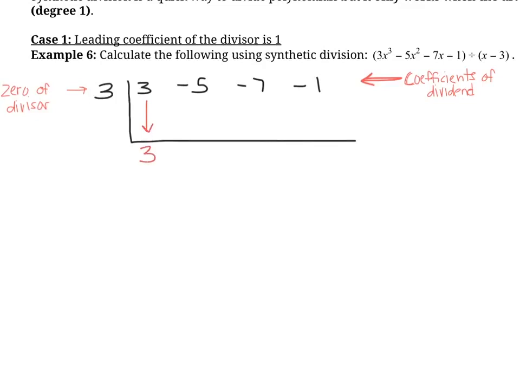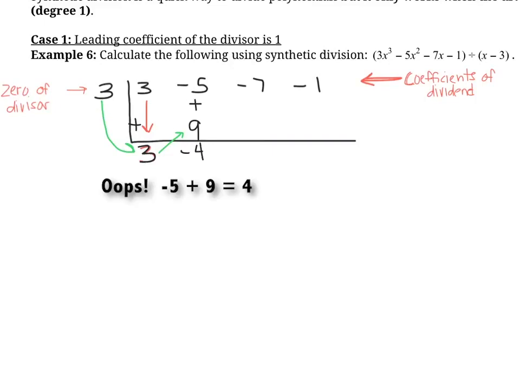Okay, so our next step is we're always going to multiply this number out here by all of the numbers that we end up having down here to get to our next number. So here's what I mean by this. I'm going to multiply 3 by 3 first, and that answer is going to come up here. So 3 times 3 we know is 9. Now in this section here we're going to be adding. So next we're going to do -5 plus 9, and that's going to give us 4.